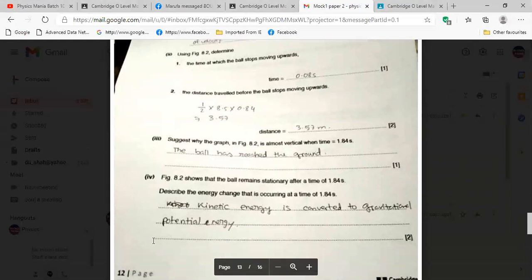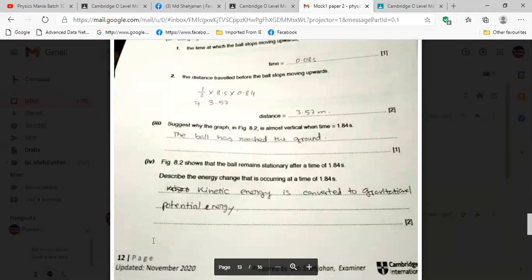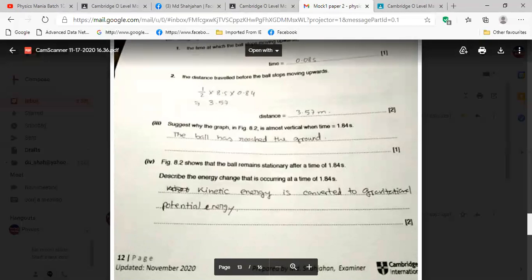Then figure 8.2 shows that the ball remains stationary after a time of 1.84 seconds. Describe the energy change that is occurring at a time of 1.84 seconds. Kinetic energy is converted to gravitational or thermal energy.